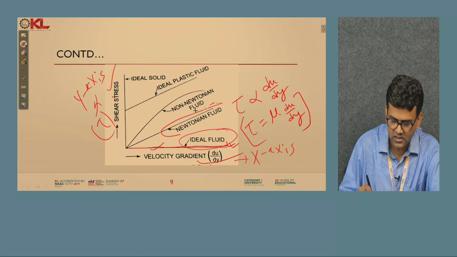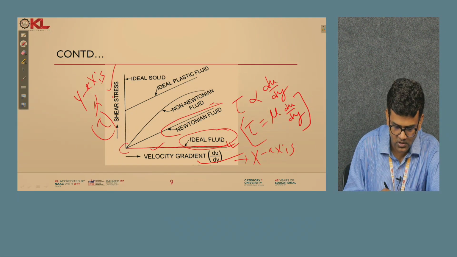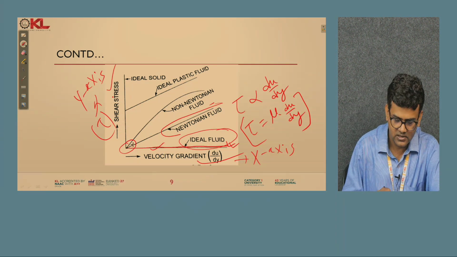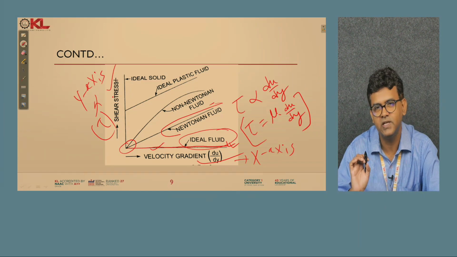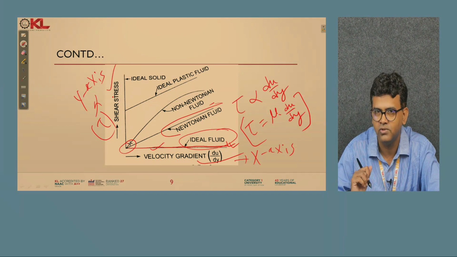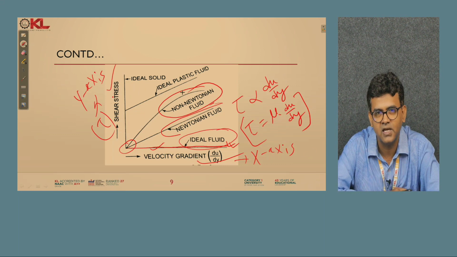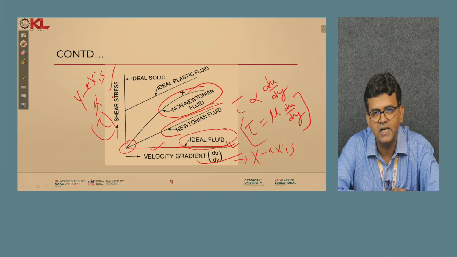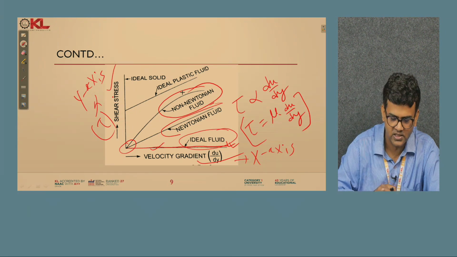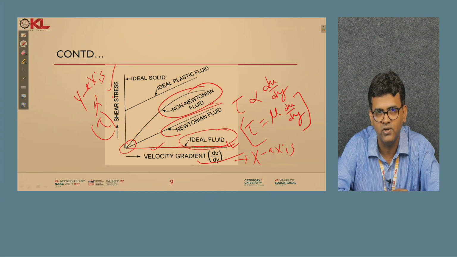And this represents the straight line. Newtonian fluid represents the straight line passing through the origin. That is important: Newtonian fluid passes through the origin. That means shear stress is proportional to the velocity gradient. You will get a straight line passing through the origin, and it represents the Newtonian fluid. And you can see the non-Newtonian fluid has a curved line, not a straight line. That means shear stress is not proportional to the velocity gradient. That's why you are getting the curve, not a straight line, though it passes through the origin. It is called the non-Newtonian fluid.